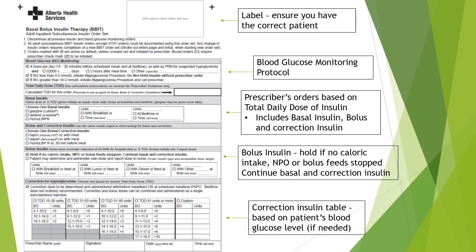This is an example of an Alberta Health Services basal bolus insulin therapy order set. The one thing to note with this order set is that it's actually for adult inpatients on subcutaneous insulin. So what that means is that the patients are getting their insulin via subcutaneous injection.